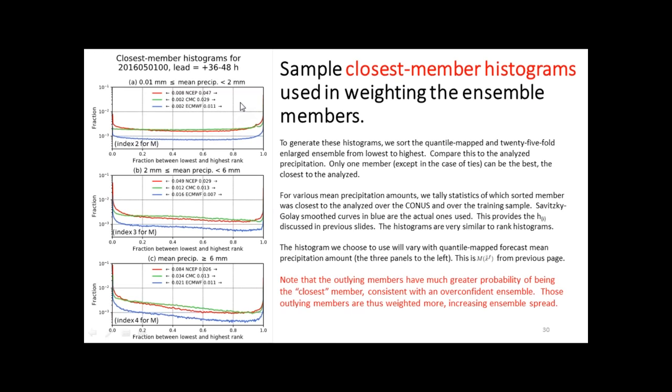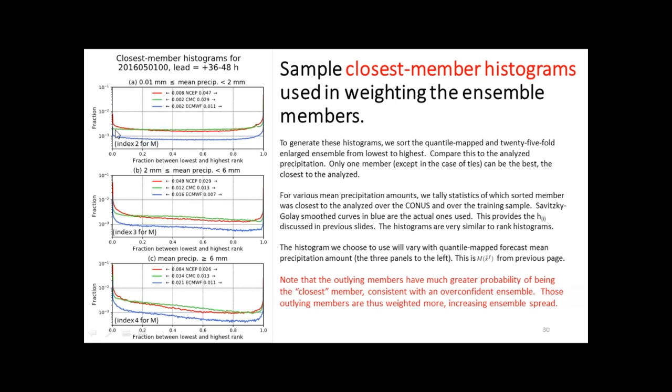So now this depends on whether the mean precipitation is light, moderate, or heavy precipitation, and for three different ensemble systems. Let's just focus for right now on the red system, the NCEP system. You can see here in these closest member histograms that after we've sorted our data, the lowest ensemble member tends to be closest to the analyzed. We haven't resolved all of the problems in that ensemble prediction system. And similarly, higher members are more likely to be closest to the analyzed, and interior ones less so. So we have the data to provide an objective re-weighting of that ensemble here.